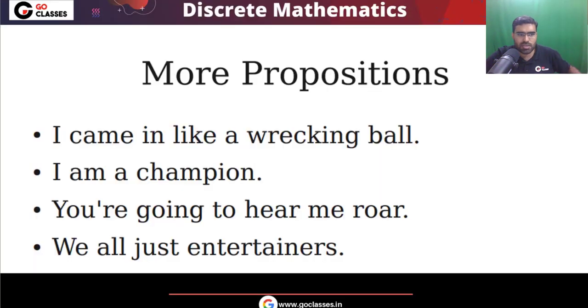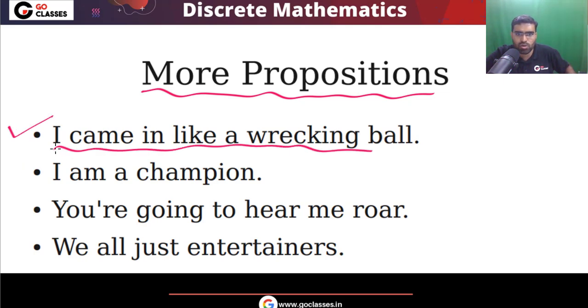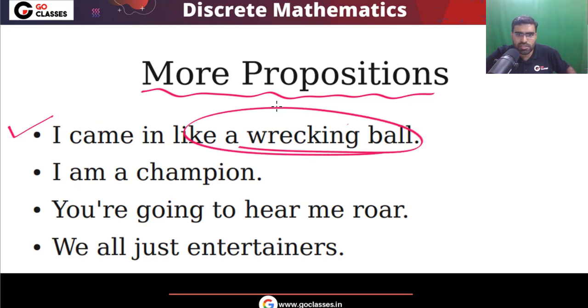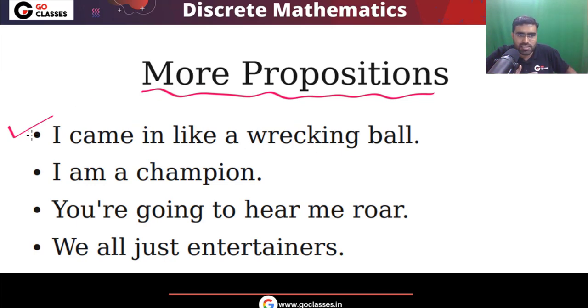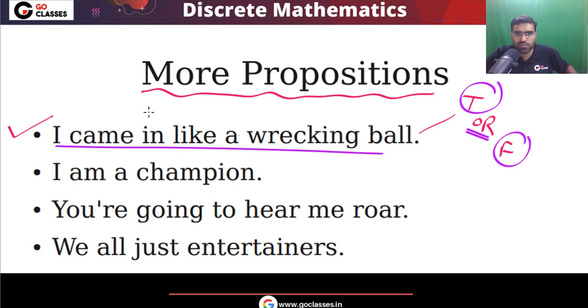Now some more examples, some more propositions. These are also propositions, you can easily see. I came in like a wrecking ball. This is a proposition because either this is true or this is false. If I come like a wrecking ball, then it is true. If I don't come like a wrecking ball, then it is false. The point is very simple: this is either true or false. One of them it will be.